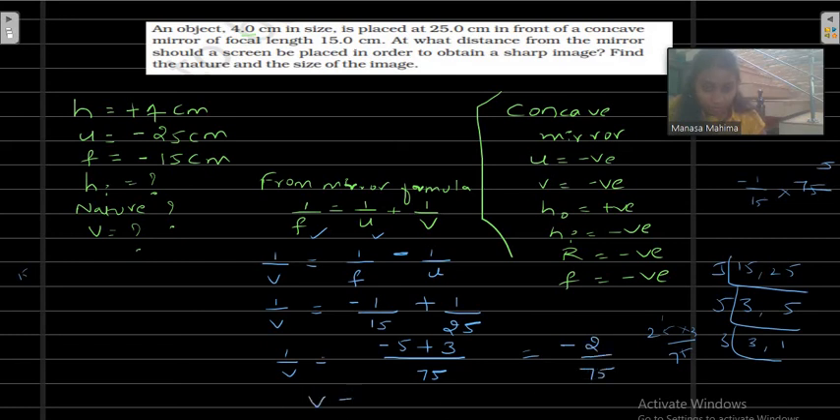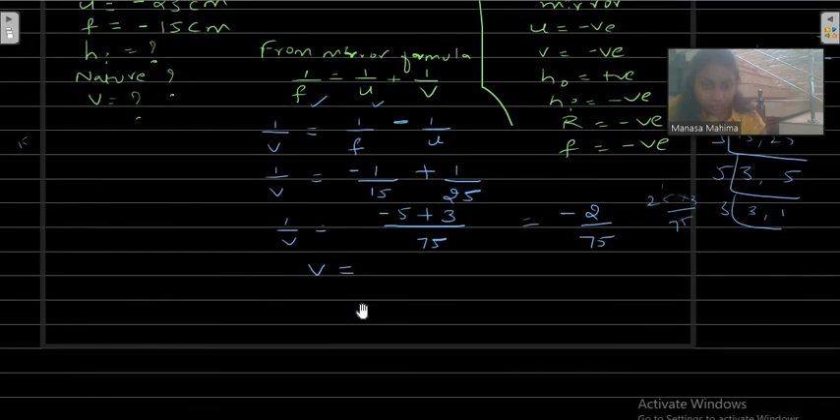So if I want to solve for v, how can I solve for v? So v is equal to minus 75 by 2, which is equal to minus 37.5 centimeters. So from this, what can you conclude? You have to place the screen at a distance of 37.5 centimeter in order to get the image. So finally you have to conclude like this.